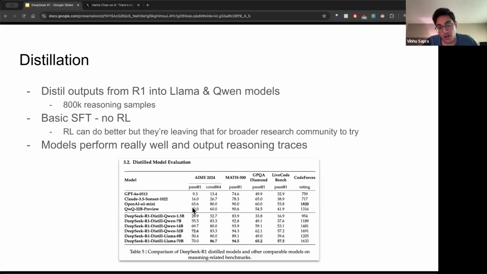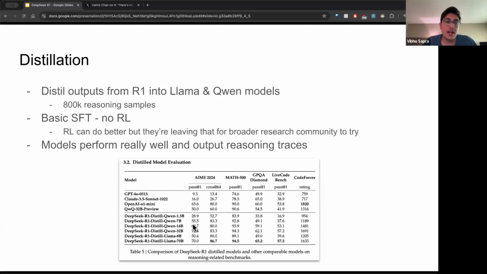So they not only compare it to the base models, which they're all better than, they also compare it to GPT-4o, Claude Sonnet, and O1 Mini. And you can see Qwen 32B is doing better than all these models. Their distillation work is very good. They open sourced all these models. They dropped them all. These will run locally. So this is Llama 8B, Llama 70B, Qwen 32B. These are models that you can run locally on your laptop. They're very, very strong models.